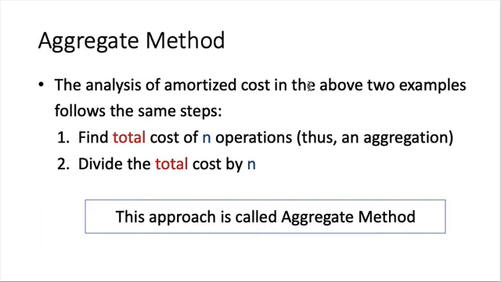Now, for the previous method for analyzing the superstack and also the binary counter problem, we are doing something very similar. We first find out the total cost of n operations. It is like gathering everything together, something that we call an aggregation. Once we have obtained the total cost of n operations, we divide the total cost by n, and in that case we get the average. So this method is the so-called aggregate method.